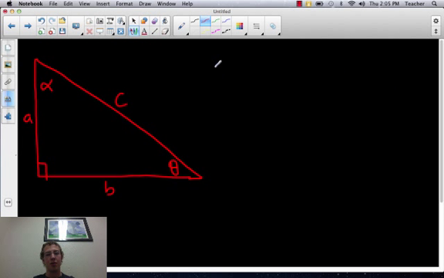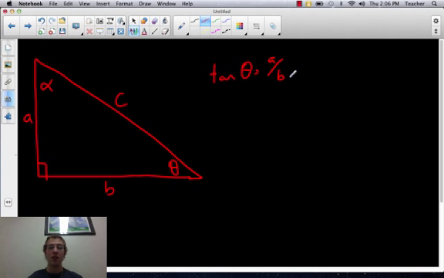Let's take, for example, tangent of theta. Now, TOA: tangent, opposite, adjacent. So we're going to have the opposite, A, over adjacent, B, because opposite, adjacent, with a T in front of it is TOA. Okay? Makes sense.